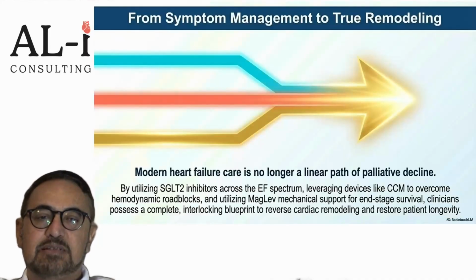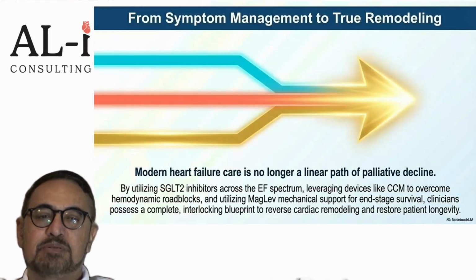The closing message is that modern heart failure care is not a one lane road of progressive decline. We now have an interlocking blueprint that spans a full disease continuum. SGLT2 inhibitors extend benefit across the EF spectrum. Four pillars remain the foundation of reduced EF. Devices such as CRT, CCM, and Barostim help us target specific physiological barriers. And when the native heart truly fails, temporary and durable mechanical support provide a path forward.